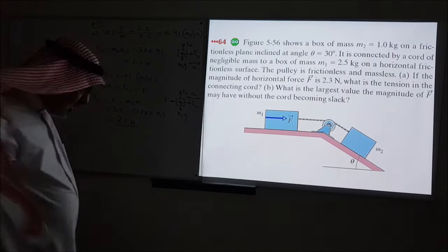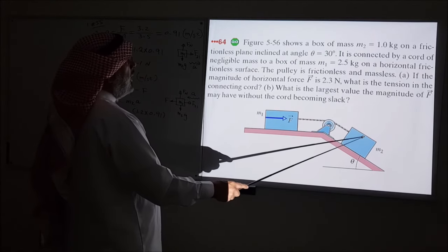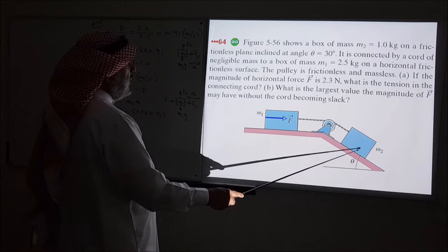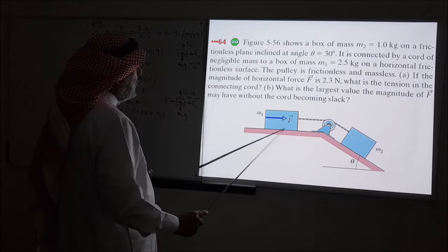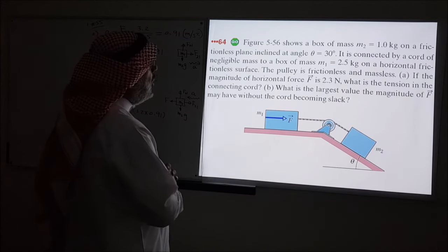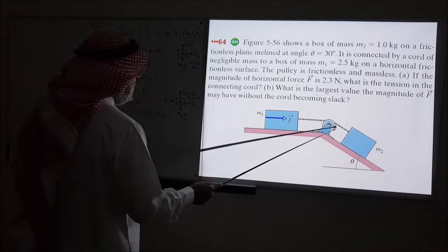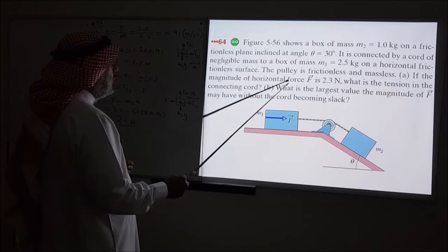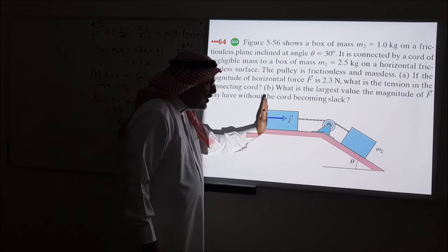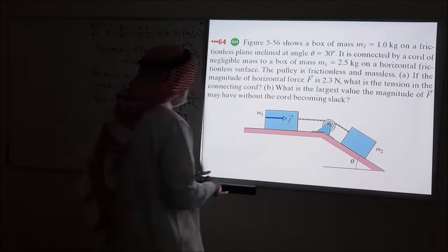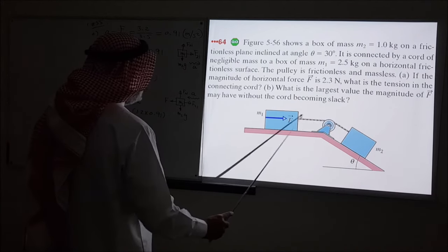The problem says, the figure shows a box of mass M2, 1 kilogram, on a frictionless plane inclined at an angle theta of 30 degrees. It is connected by a cord of negligible mass to a box of mass M1, 2.5 kilograms, on a horizontal frictionless surface. The pulley is frictionless and massless. If the magnitude of the horizontal force F is 2.3 newtons, so there is a force that pushes this way. As it pushes it this way, that one will go down. What is the tension in the connecting cord?